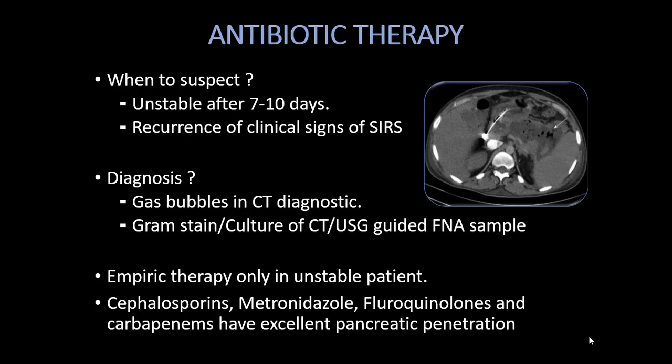So if your patient is not stable after the 7 to 10 days and there is a recurrent sign of SIRS, then you can consider CT scan. On CT scan, if there is a gas bubble present, that indicates infected necrosis. In that condition, you should go for CT or USG guided FNA, and gram stain and culture should be done. If the gram stain is positive, then you need to start antibiotic as per the gram stain report. So empiric therapy only in unstable patient.